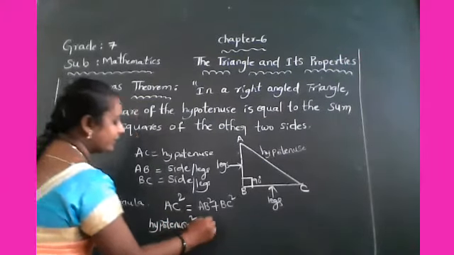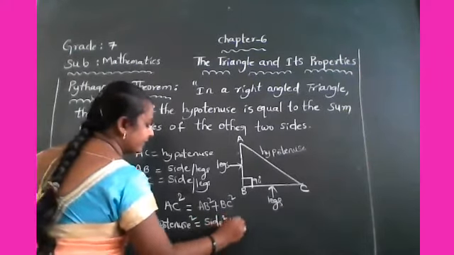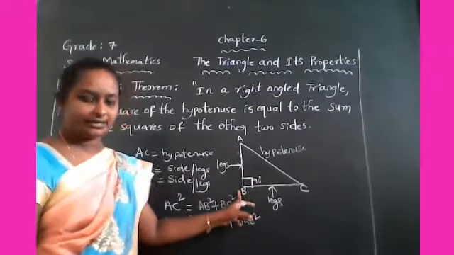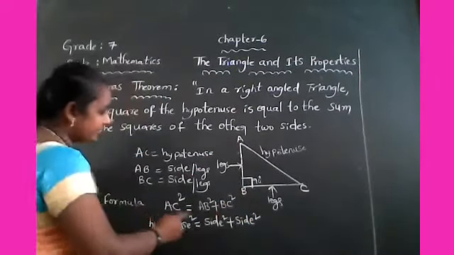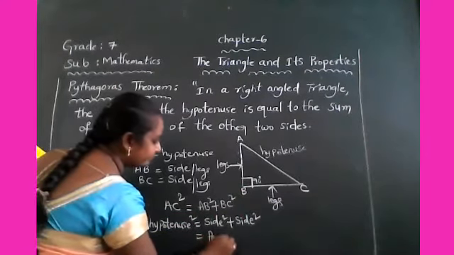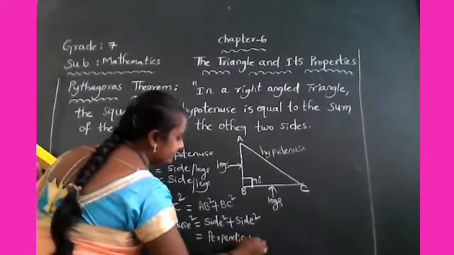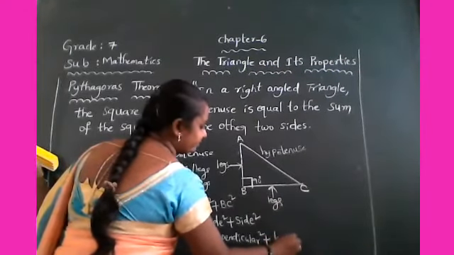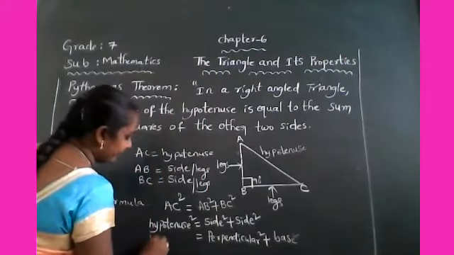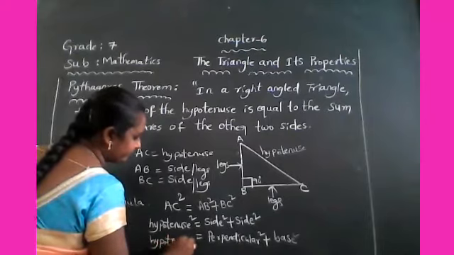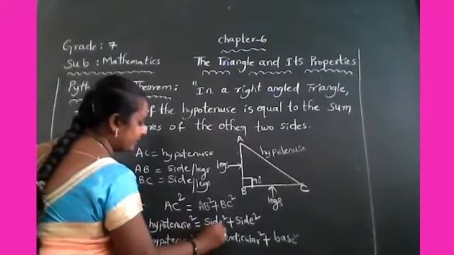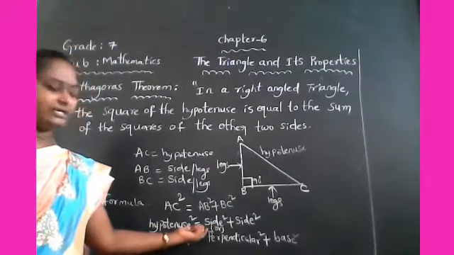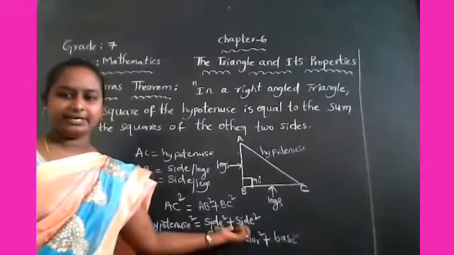Hypotenuse square is equal to side square plus side square. Or so this AB is perpendicular, so we can read it as perpendicular square plus base square, and it is hypotenuse square. So here we have to remember: hypotenuse square is equal to side square plus side square.